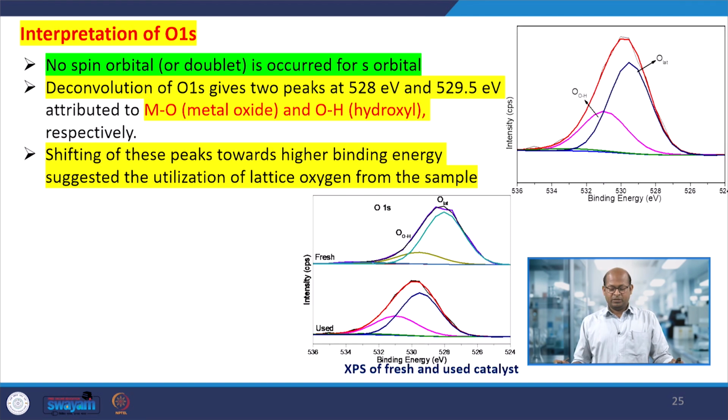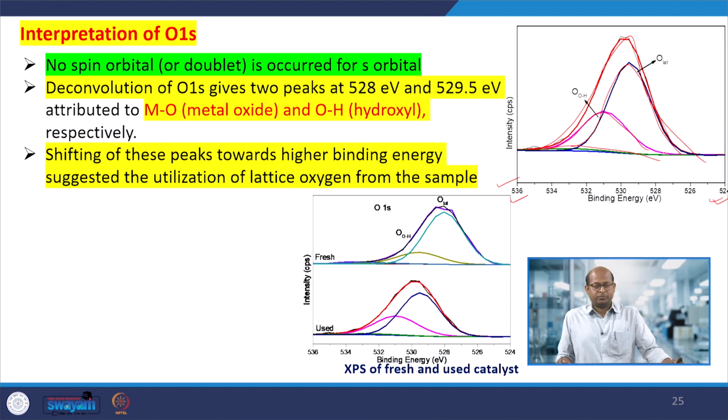Next is oxygen 1s, which comes in the surface spectra. In that particular region, 536 to 524, within that specific range, we can get the oxygen 1s spectra in the surface spectra. This is the surface spectra, and after that we can get the deconvoluted spectra with the help of the software.